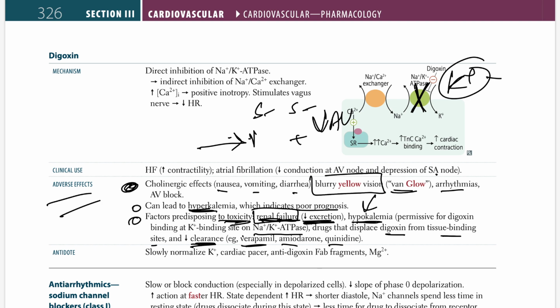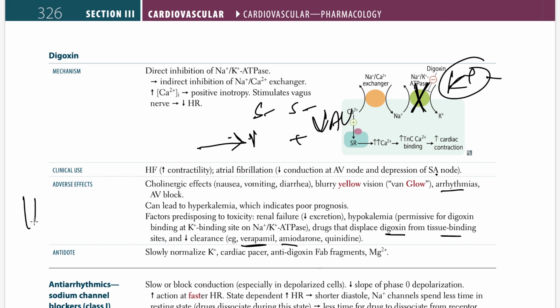Okay, so these are all the adverse effects, but on top of this, let's add some more. In the heart, you will have any type of arrhythmia, which can be life-threatening. In the CNS, we talked about yellow color vision alteration, weakness, fatigue, and confusion also.